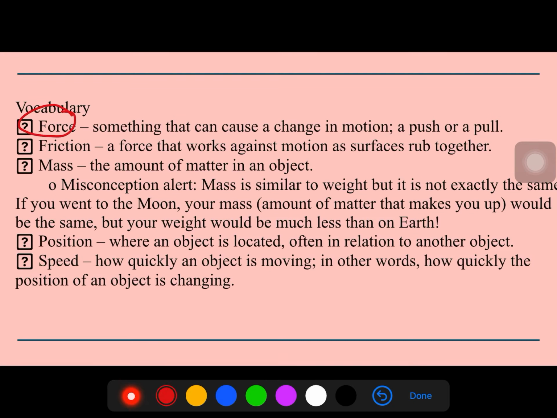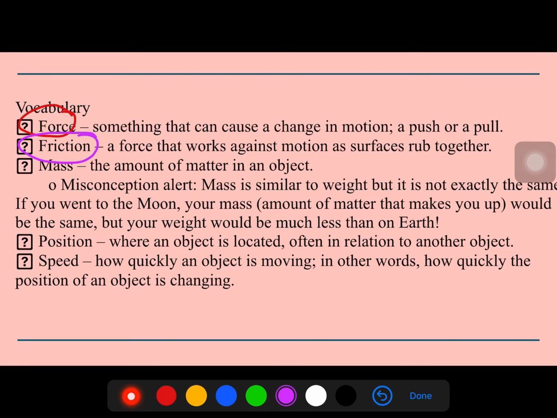First, I'd introduce the vocabulary to you. The first word is a familiar word. It's force, right? We know a force is something that causes a change in motion. Has to be an unbalanced force, and we'll look at that a little later on in the video. But it causes a change in motion, a push or a pull. If I had a box sitting on the counter and I gave it a push, I would change its motion. That is my force. Same if I pulled it toward me.